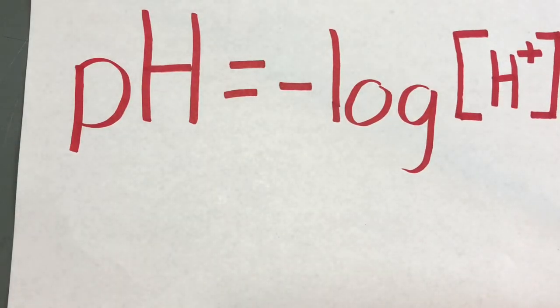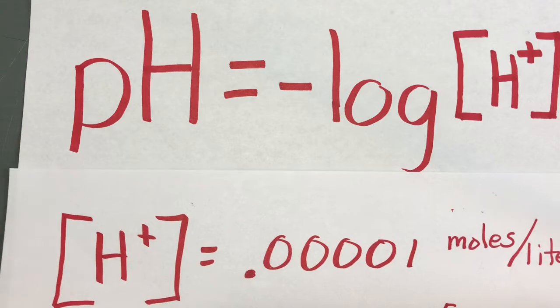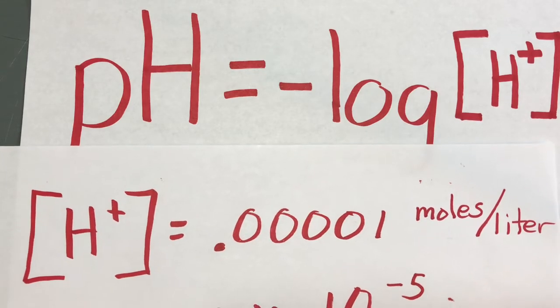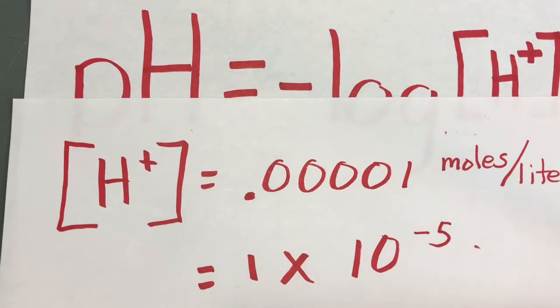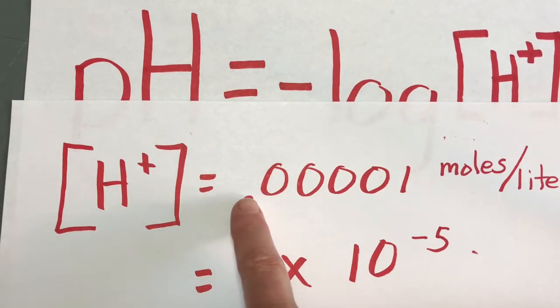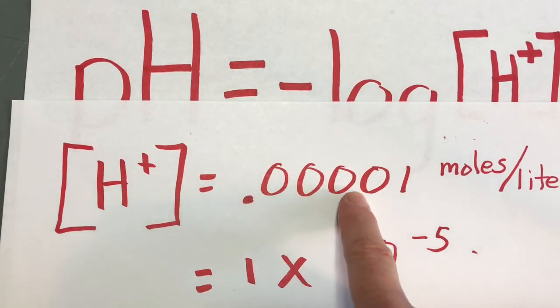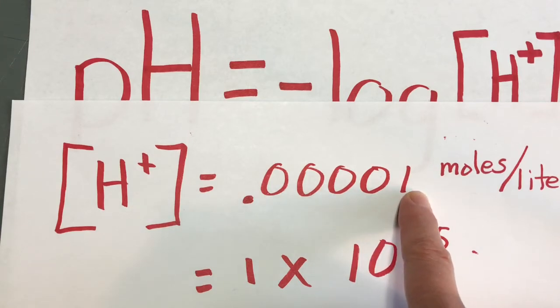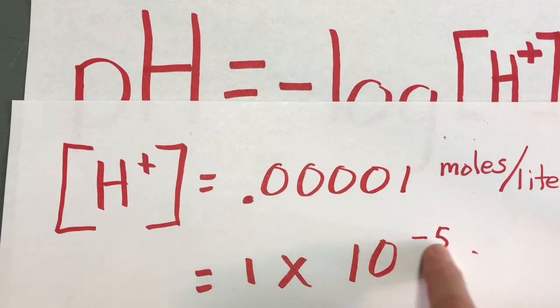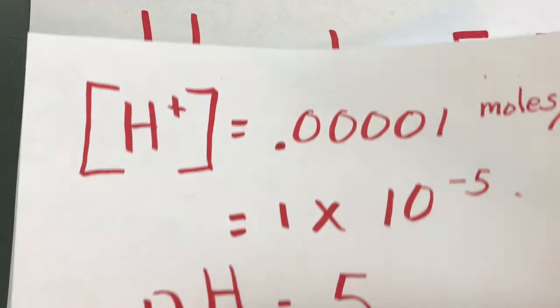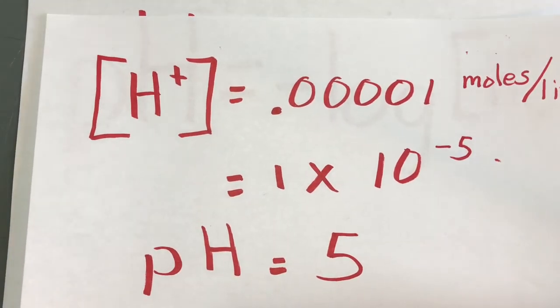If I am given a concentration in standard notation, if I know that the concentration is 0.00001 moles per liter, my first step would be to change that to scientific notation. We move the decimal place 1, 2, 3, 4, 5 times to the right, so it would be 1 times 10 to the negative fifth. I can then use that exponent, multiply it by negative 1, and say that the pH of this solution is 5.